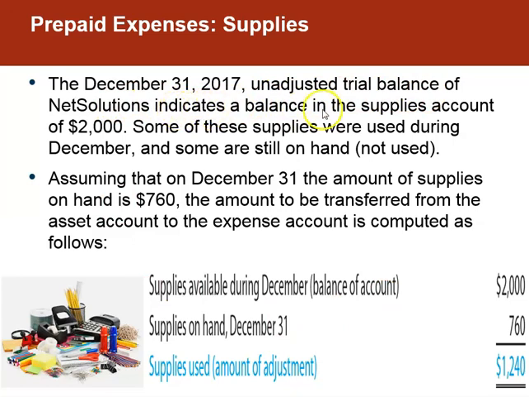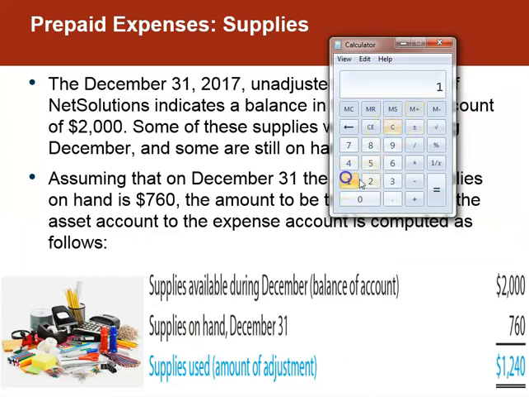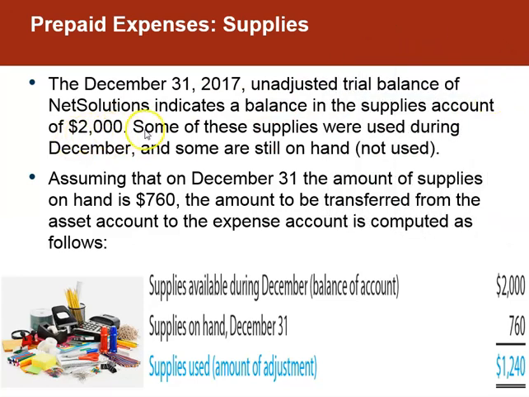Net Solutions indicates a balance in the supplies account of $2,000. If you recall, they spent $1,350 on supplies. They used $800 of those supplies. Okay. That left them with $550, but then they went back and purchased another $1,450 in supplies. So that's where they're getting this $2,000 from. We've seen these numbers before. Some of those supplies were used during December and some are still on hand, in other words, not used.